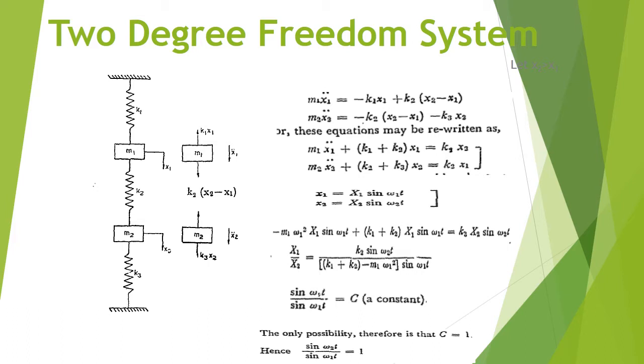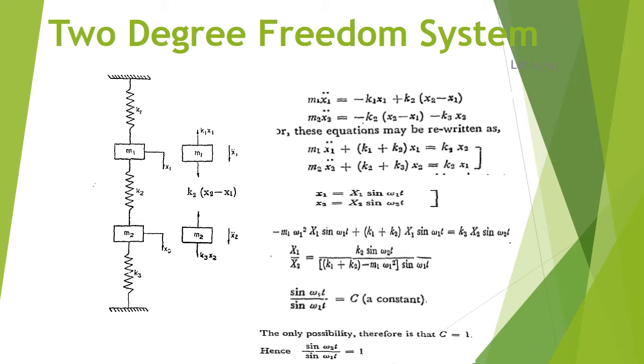In mass m1 there are two spring forces, k1 x1 and k2 (x2 minus x1). Since x2 has been considered as more than x1, the difference x2 minus x1 multiplied by k2 is the spring force acting downward, and x1 is the displacement provided to the system. Therefore m1 x1 double dot is the inertia force acting upward.